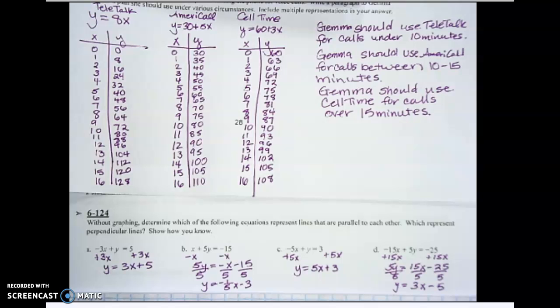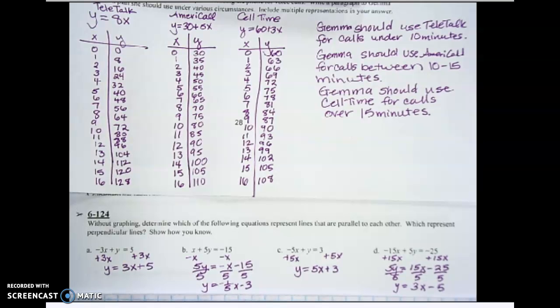For part B, you're going to subtract x from both sides. Then you're going to divide everything by 5 to get the y by itself, and you're going to get a slope of negative 1/5 and a y-intercept of negative 3. For part C, you're going to add 5x to both sides, and you'll get y equals 5x plus 3. And then for D, you add 15x to both sides, you divide everything by 5, and you get y equals 3x minus 5.